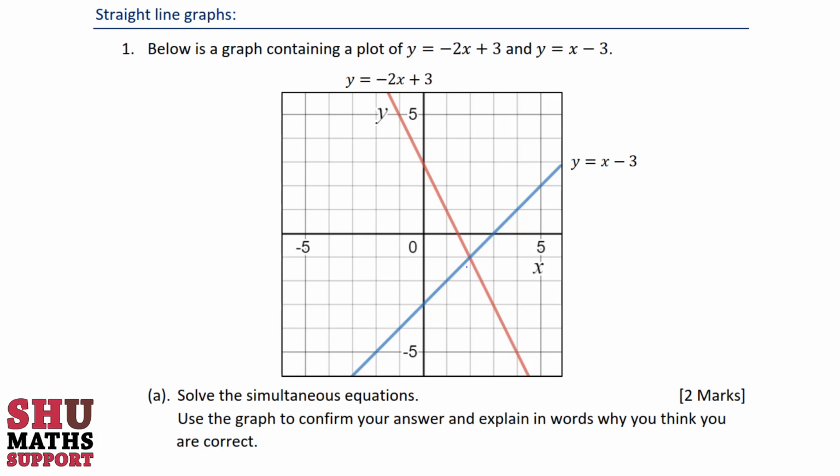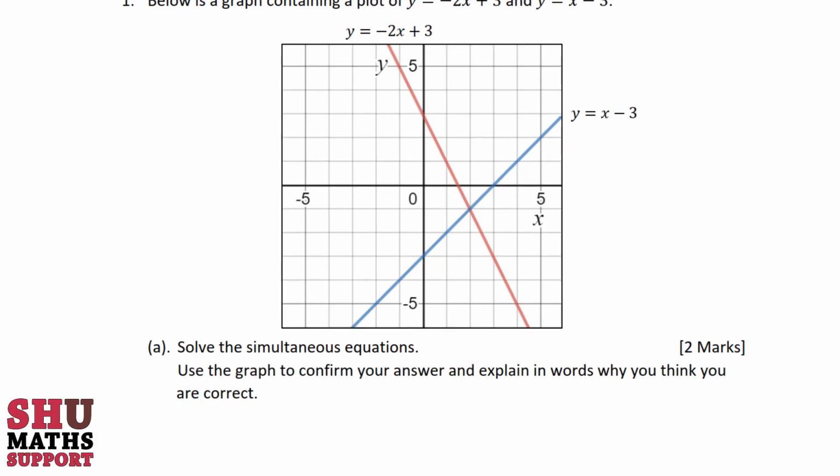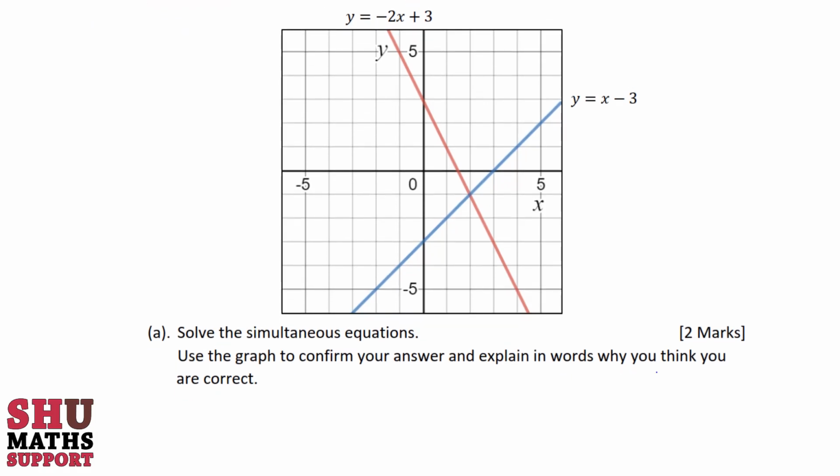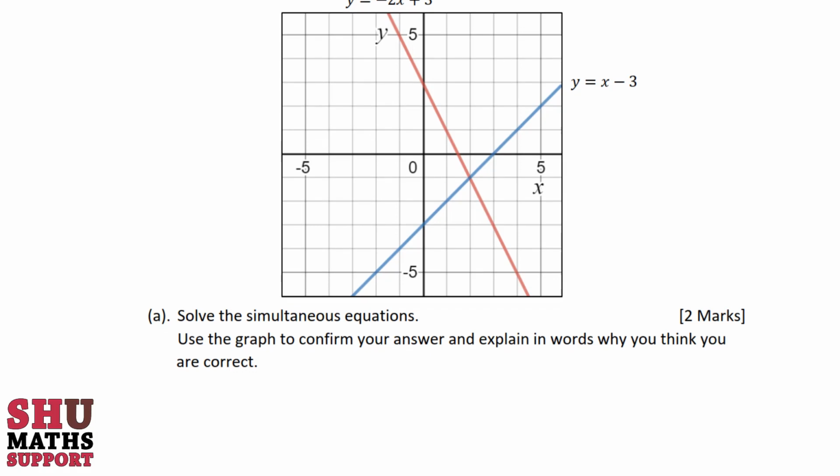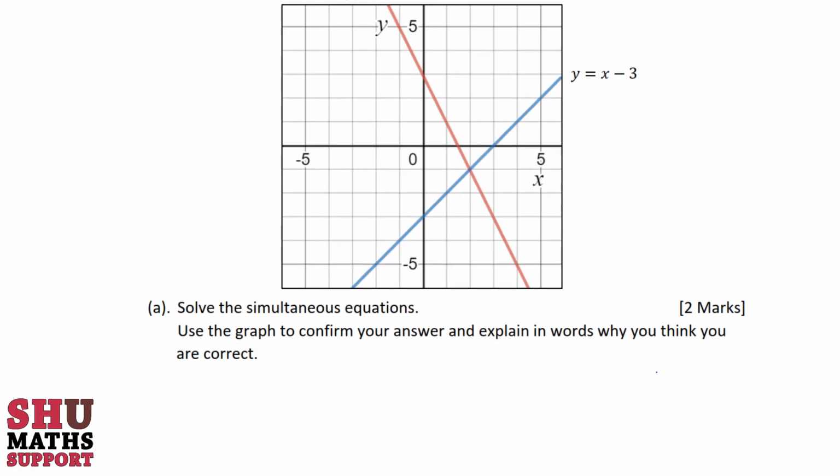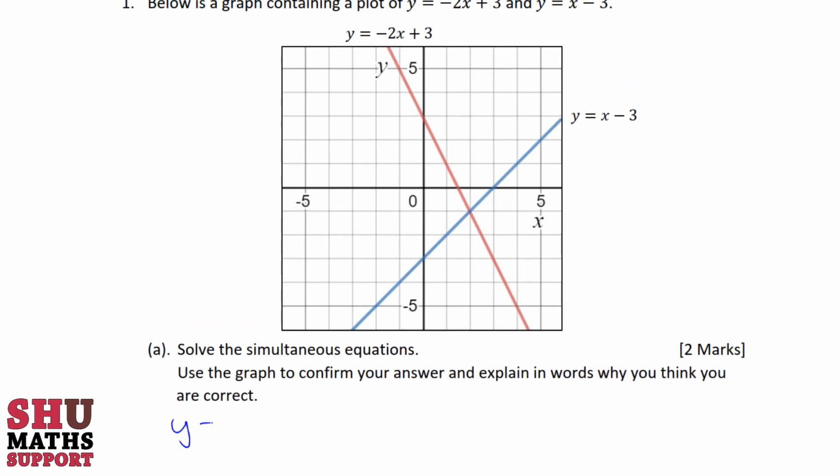So question 1 says that below is a graph containing a plot of y is equal to minus 2x plus 3 and y is equal to x minus 3. So we can see it on the graph here, and then it's asking us to solve the simultaneous equations and then use the graph to confirm your answer and explain in words why you think you are correct. Okay, so let's write down our equations here. So we have y is equal to minus 2x plus 3 and y is equal to x minus 3.